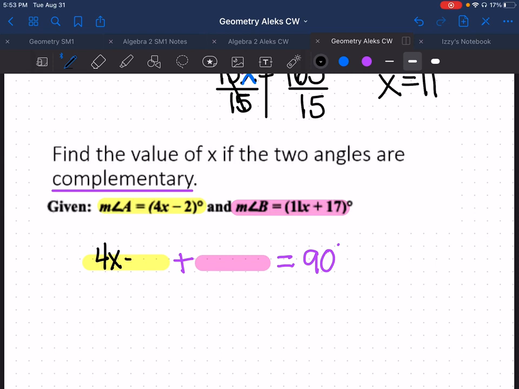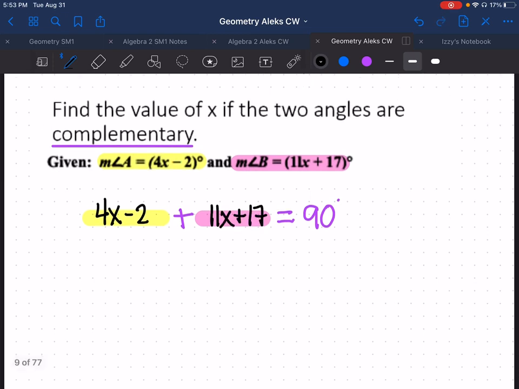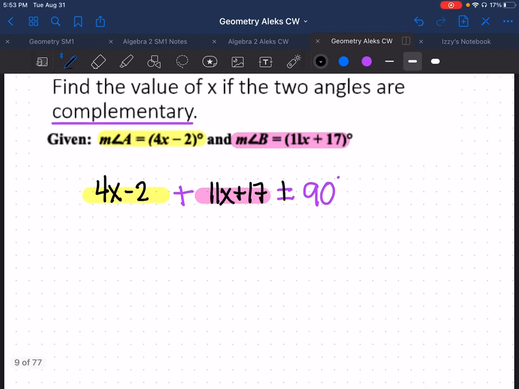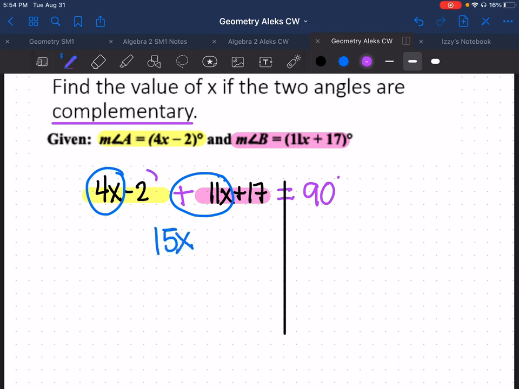Once again, you're simply going to get rid of, oh, it's the same problem. Hold on a second. I forgot the x. There we go. The only difference here, 90 degrees, and we only have to find the value of x. Here we go. So, same thing. There's no distributing to do, but there are like terms to combine. 4 plus 11x is 15x. And I can do negative 2 plus 17, which is positive 15.